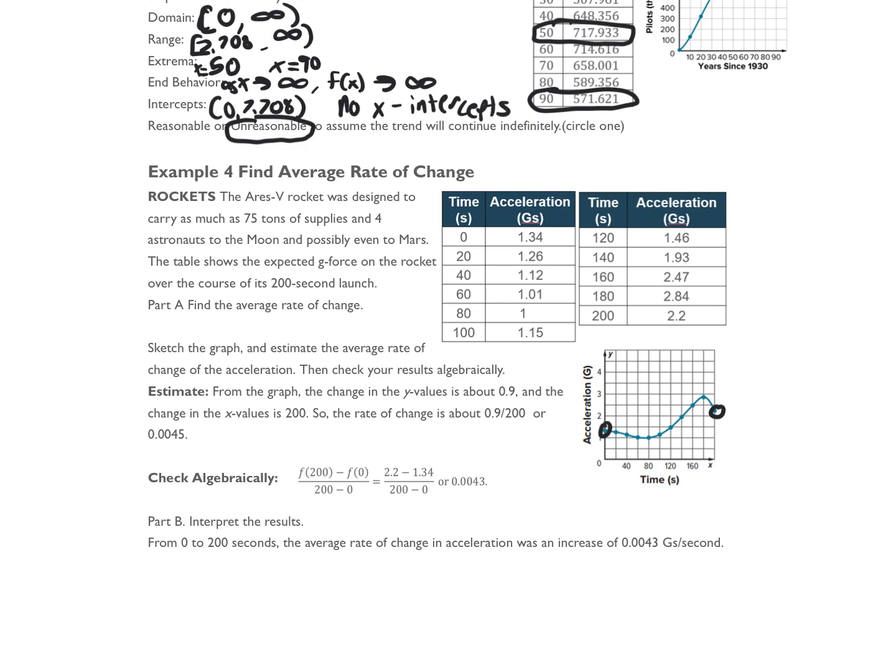So the slope of the line that connects these 2 points would be 0.0043 per second. So from 0 to 200 seconds, the average rate of change in acceleration was an increase of 0.0043 Gs per second. So that is how we can check and figure out the average rate of change. We just look for the slope of the line that connects our endpoints, our starting point and our final point. All right, that is how we do average rate of change, and that is how we interpret the graphs of polynomials.